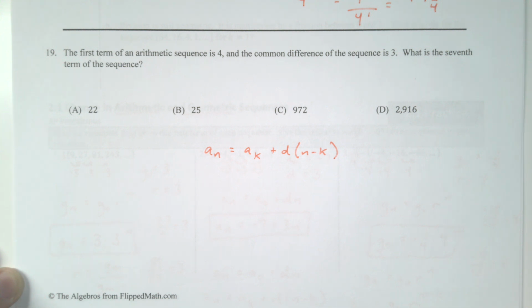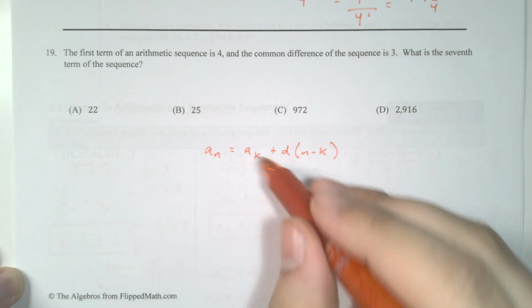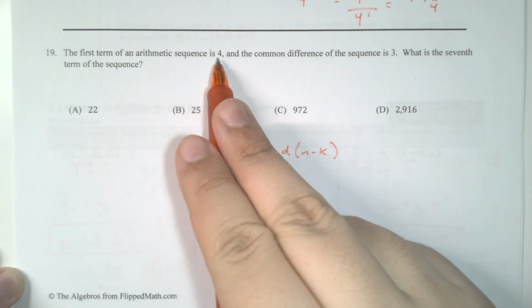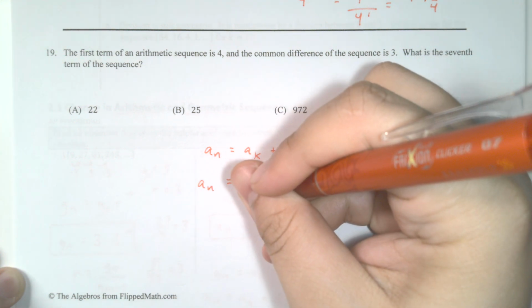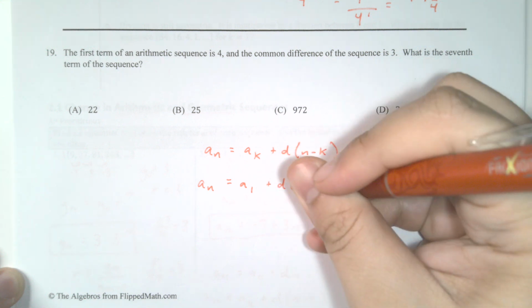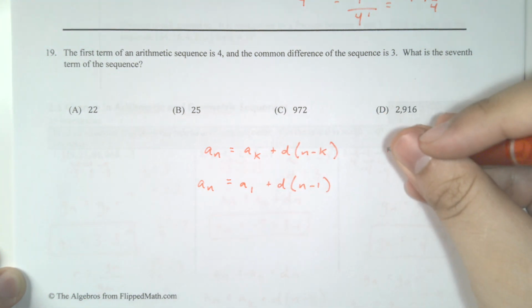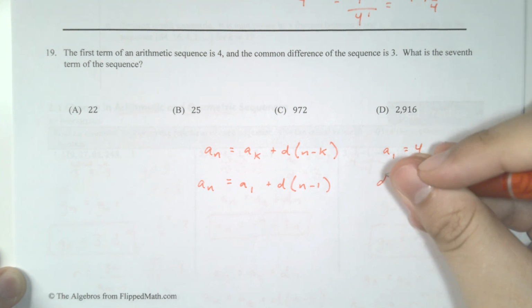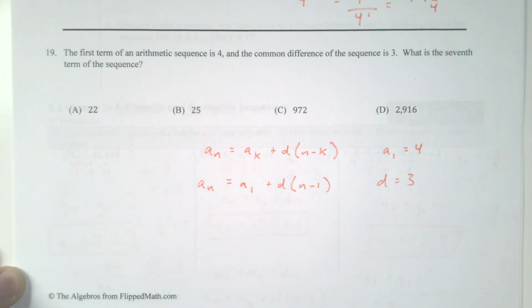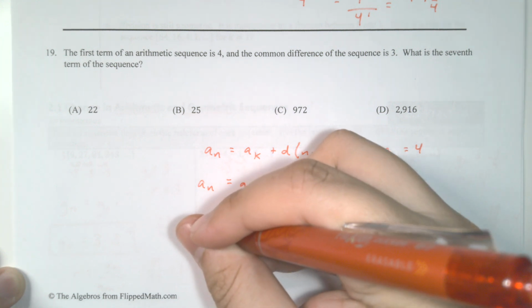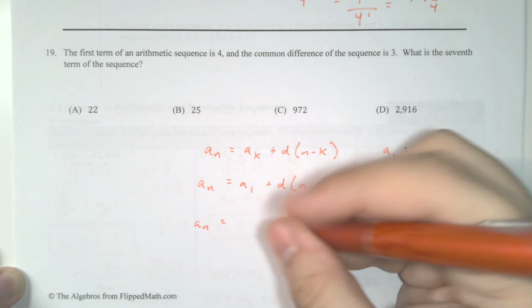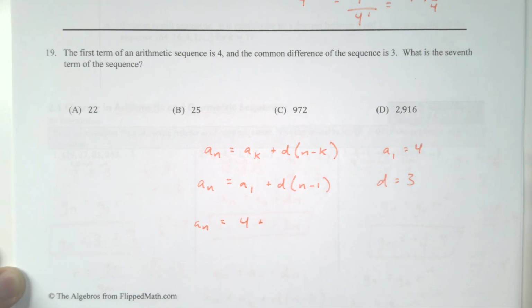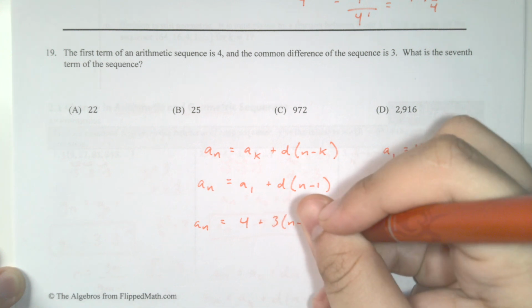Well, if we know that the first term is 4, let k equal 1. This is a sub 1 plus d times n minus 1. So if we know that a sub 1 is equal to 4 and our difference is 3, then we can just plug this information into our formula here. We have a sub n is equal to 4 plus 3 times n minus 1.